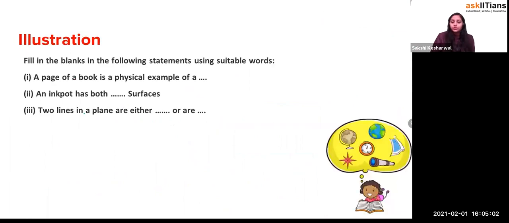Now let's do the illustration, the fill in the blanks. Fill in the blanks in the following statement using the suitable words. The pages of a book are a physical example of what? A plane? Yes or no? Or it's a physical example of a quadrilateral. We can say a plane also, it's a physical example of a quadrilateral. But today we have learned about the quadrilateral, so we'll write this as quadrilateral, right? Quadrilateral, and we can write the plane also, right? But basically the plane works better, right?